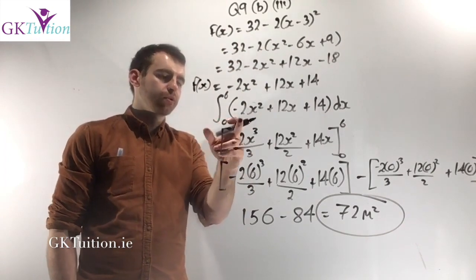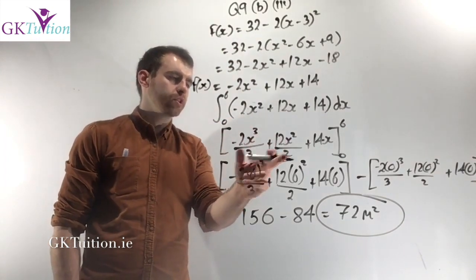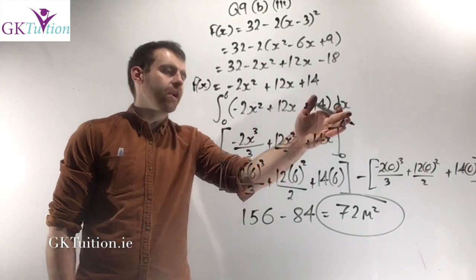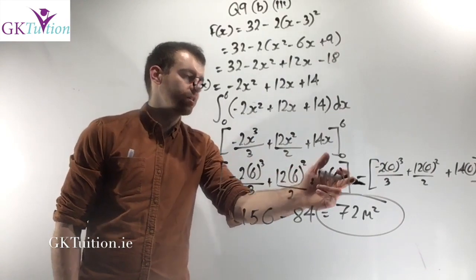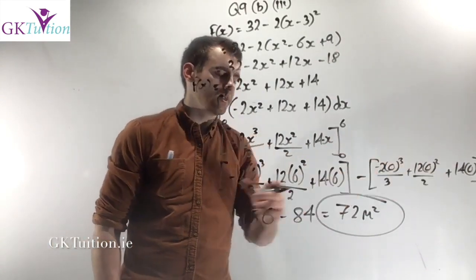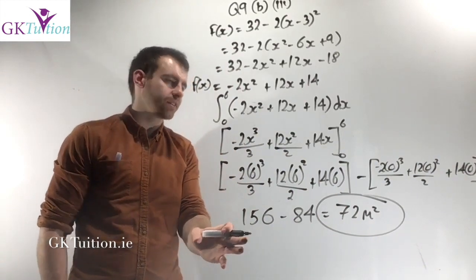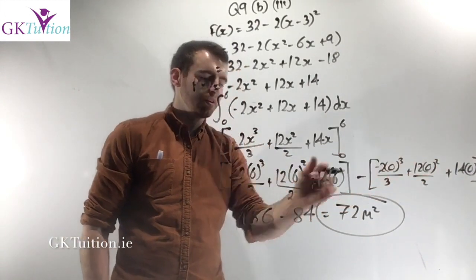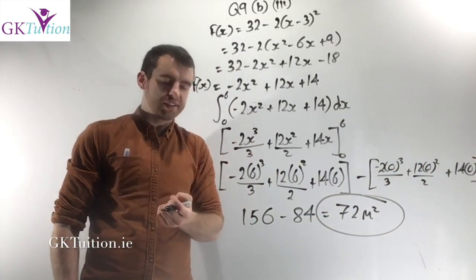When you integrate the quadratic, you get minus 2x cubed over 3 plus 12x squared over 2 plus 14x, and my limits are 6 to 0. So I rewrote that with a 6, and then I put a minus between them, rewrote it with a 0. When you plug all of this into your calculator, you get 156. And this just works out as 0 anyway. But the area under the curve was 156.